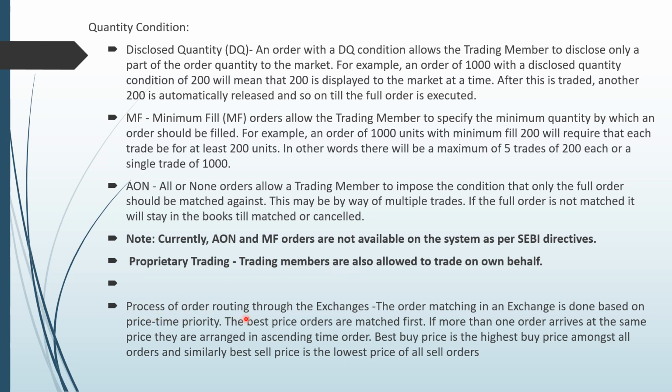Process of order routing through the exchanges. So how the orders are processed. The order is matched in an exchange, which is done on the price time priority. The best prices are matched first. If more than one order arrives at the same time, they are arranged in ascending order. The best buy price is the highest price amongst all the orders, and the best sell price is the lowest of all the sell orders.